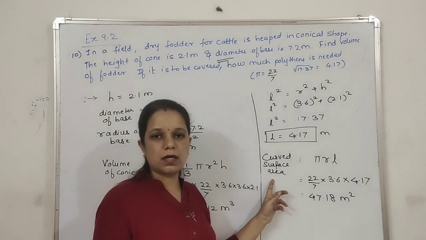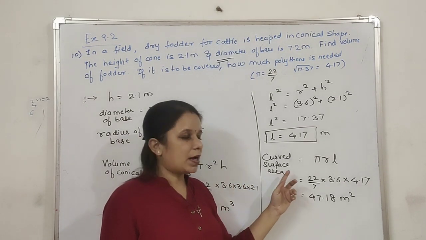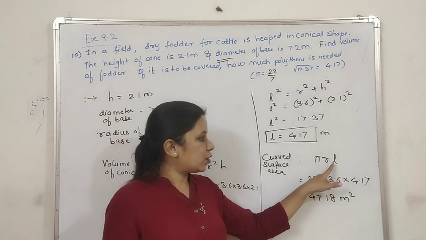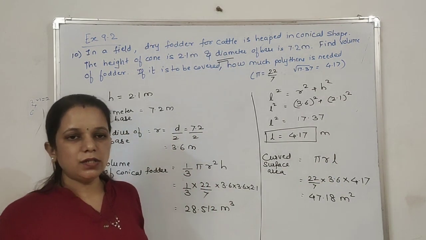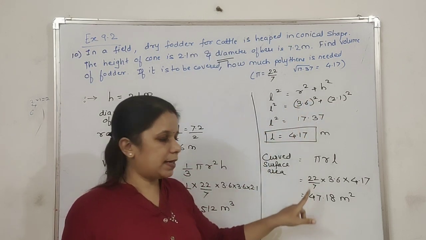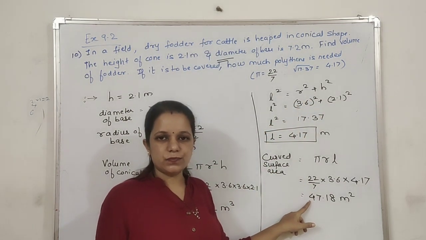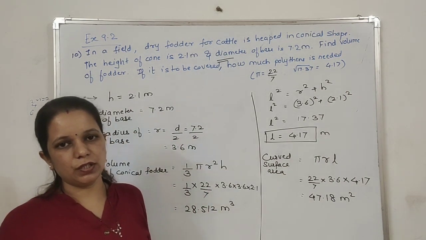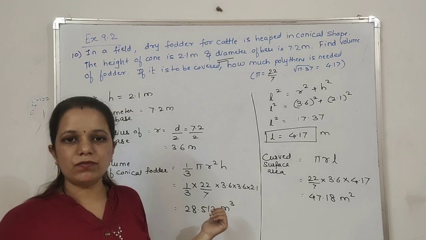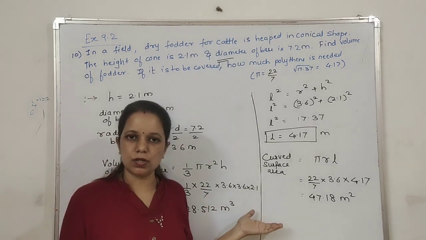So we will calculate the curved surface area by using the formula pi r L. But first we need to calculate L using the formula L square is equal to r square plus h square, and then we calculate the curved surface area of the cone. Okay, very easy sum. You just have to read it carefully. Please note down.